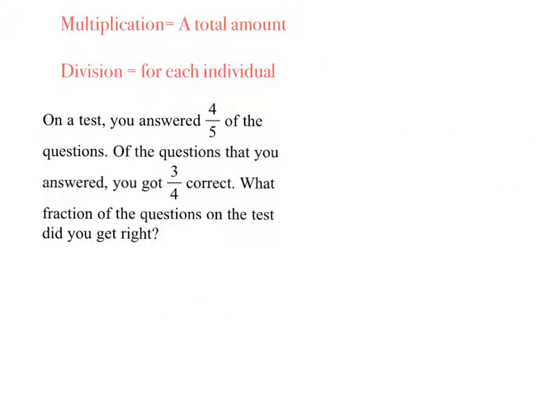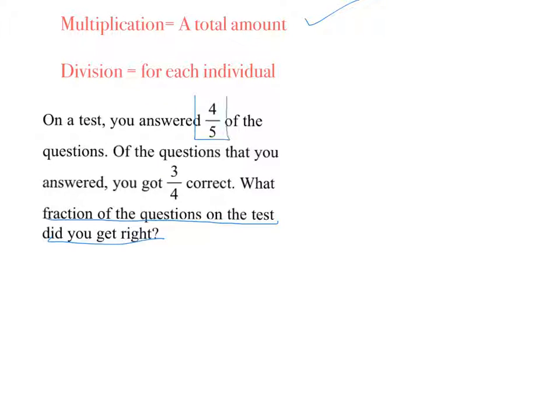Let's try another one. On a test, you answered 4/5 of the questions. Of the questions that you answered, you got 3/4 correct. What fraction of the questions on the test did you get right? So stop and think. Is it a total amount or is it each individual? Well, if we read the last question, it says, what fraction of the questions on the test did you get right? So it wants to know the total amount that we got right. So it is a multiplication problem.